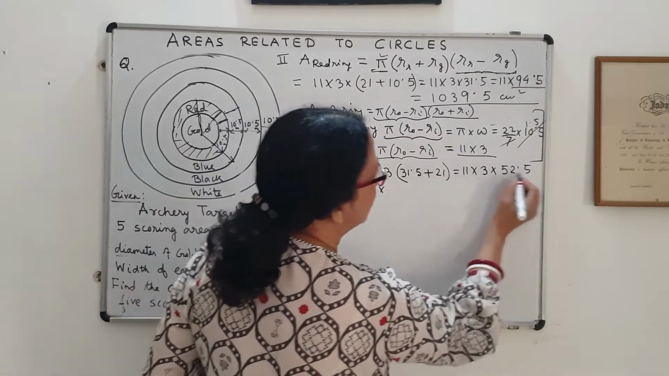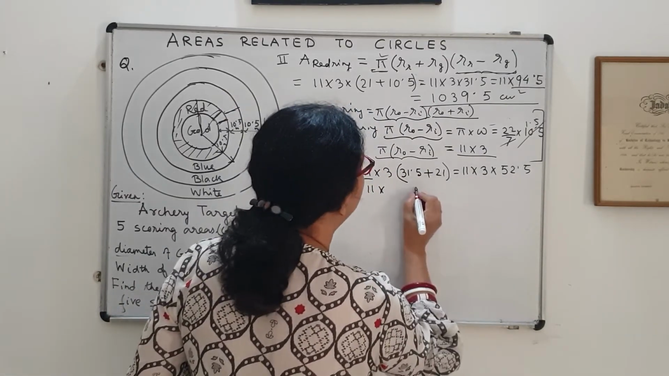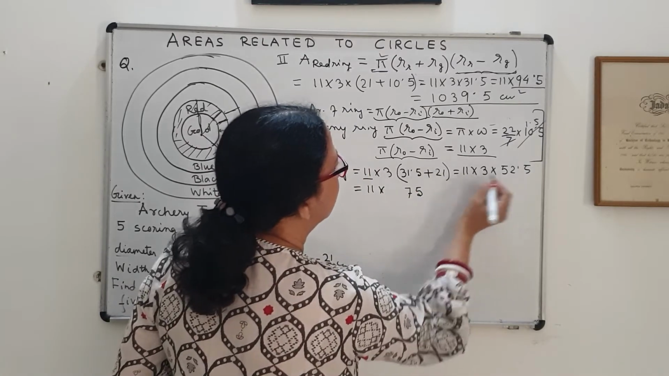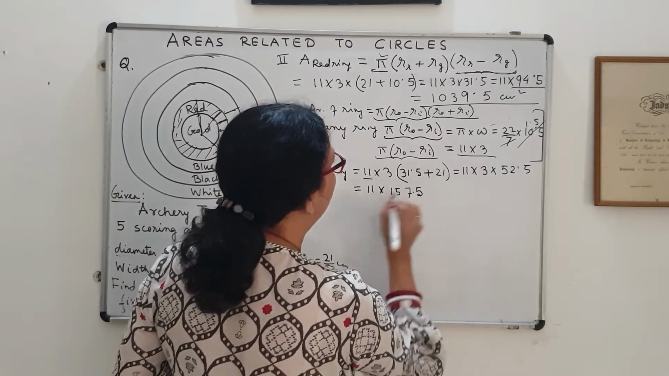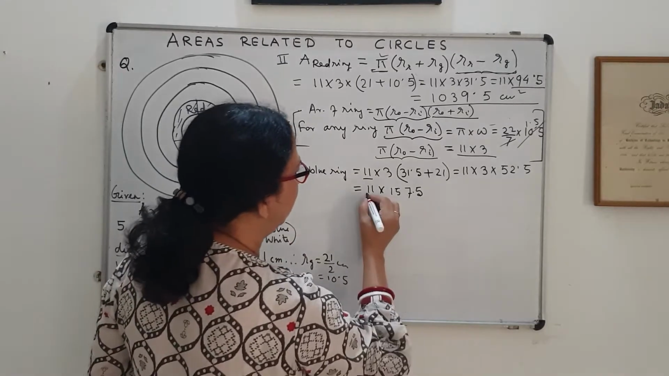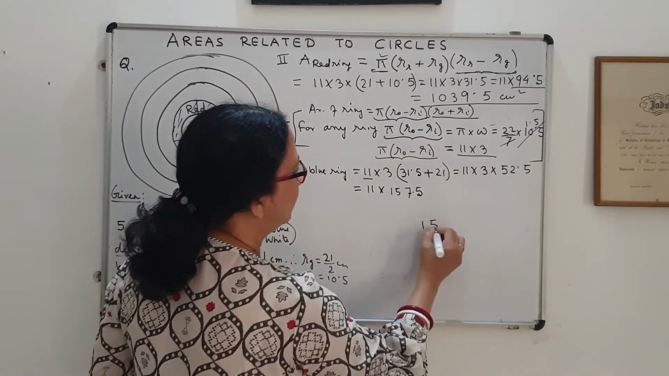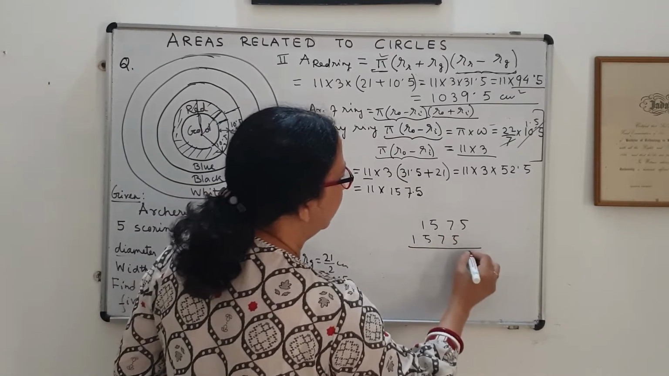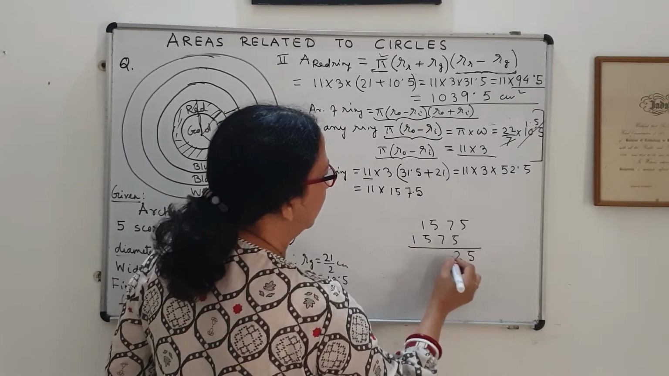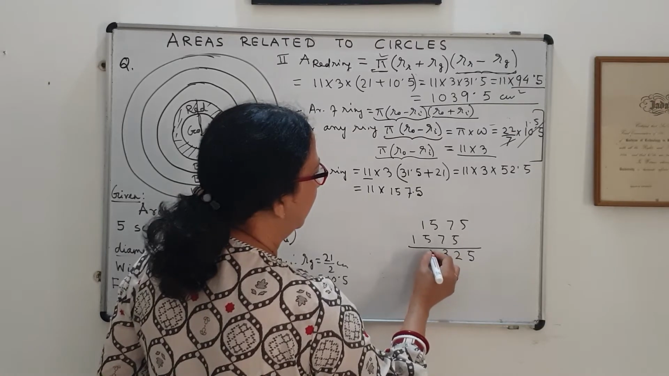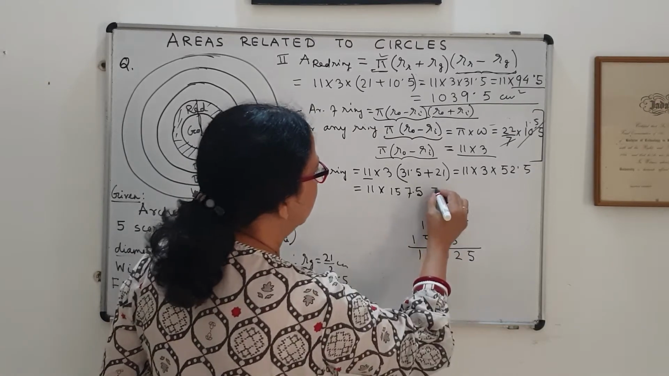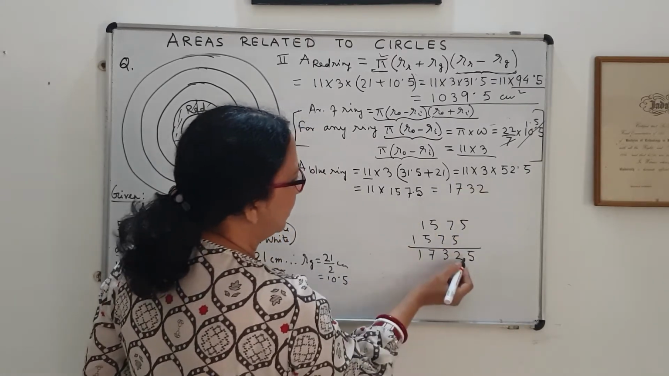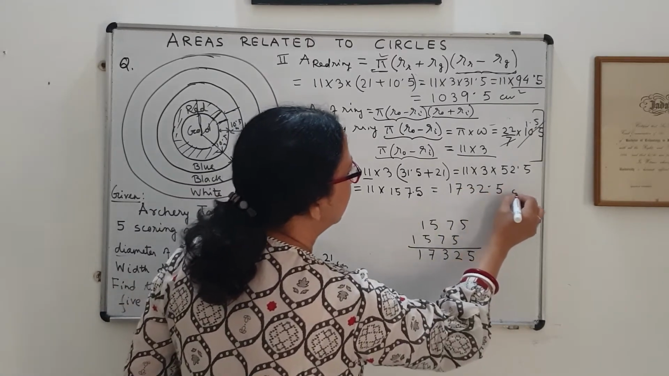11, you multiply this with 3. With 3, 5 is 15, 6, 7, 15. Okay. Then it is simple. You just multiply by 11. You know 1575. Shift one place, 1575. Then you add 5. So it is 1732, and because of this point, there will be a point here, so 0.5 centimeter square.